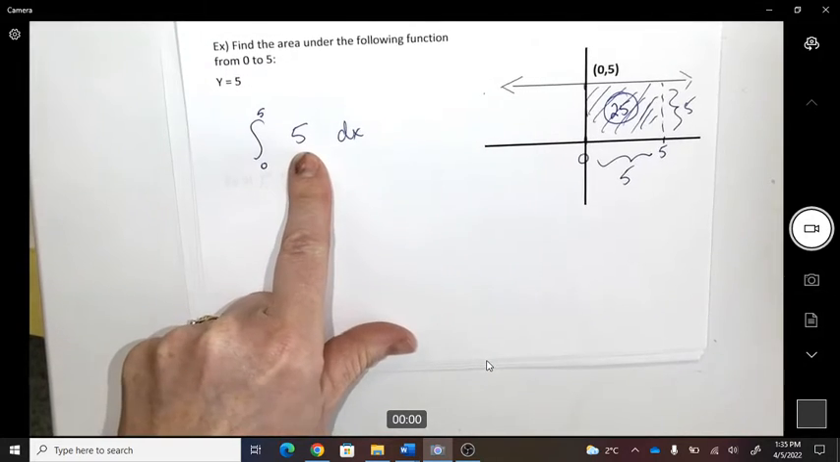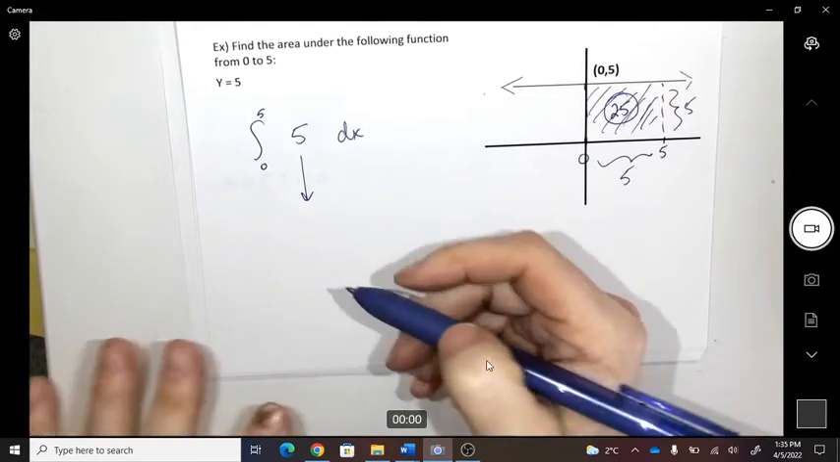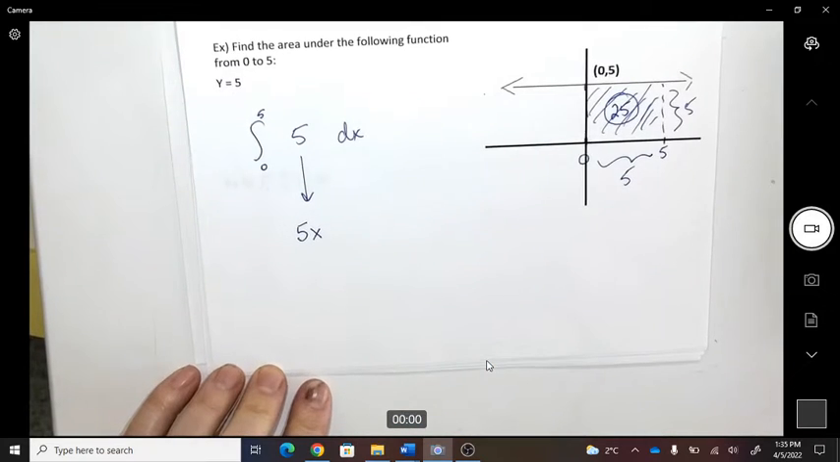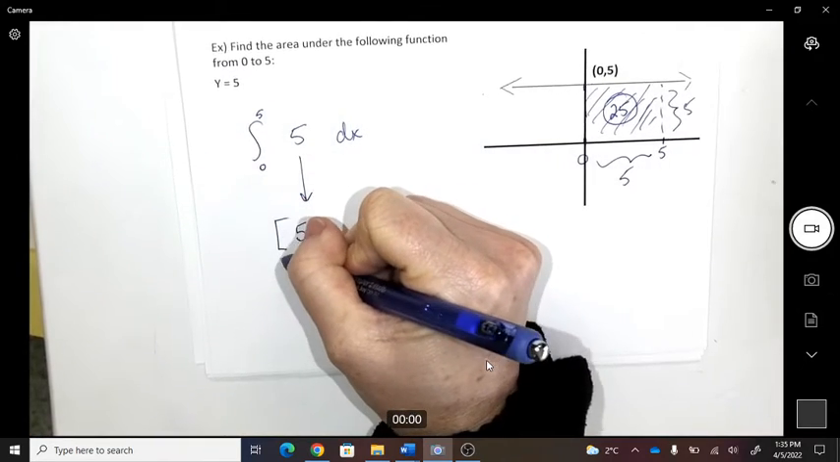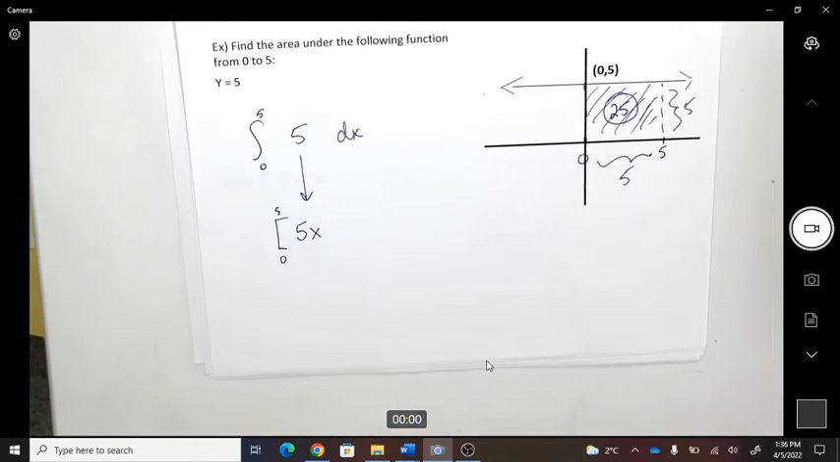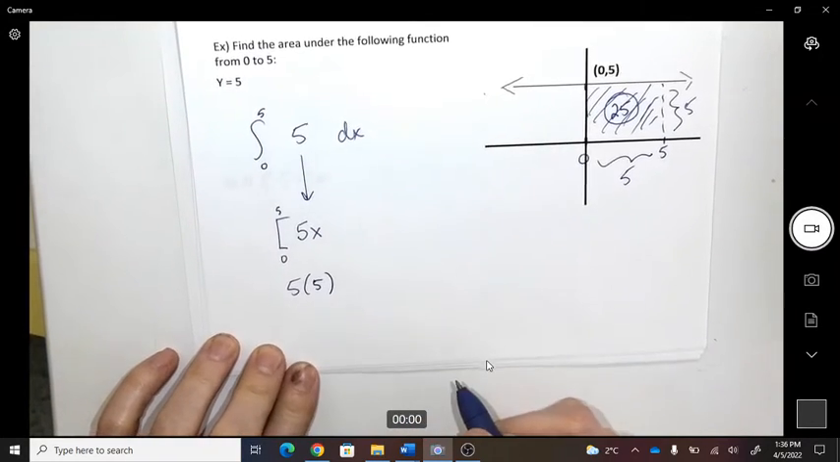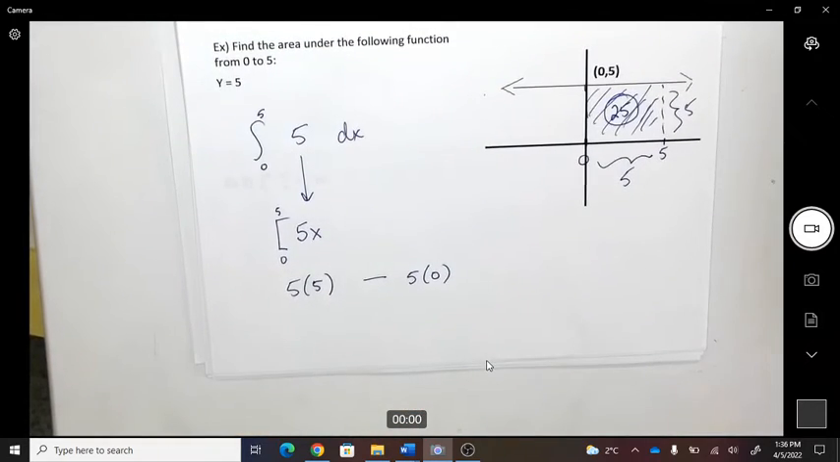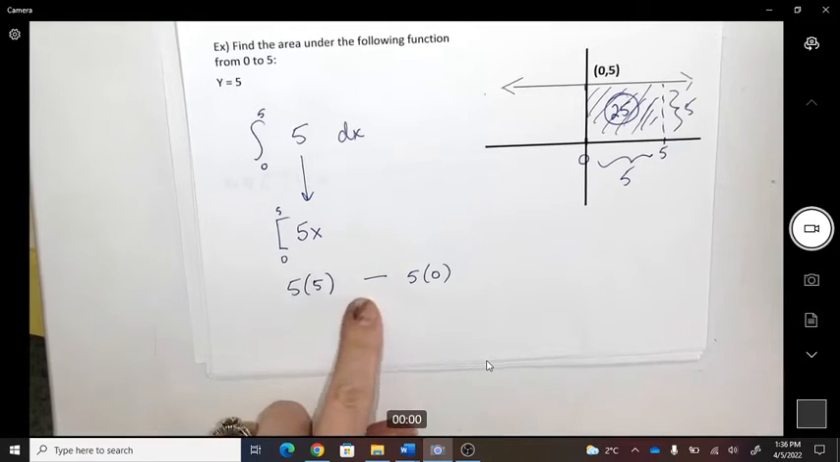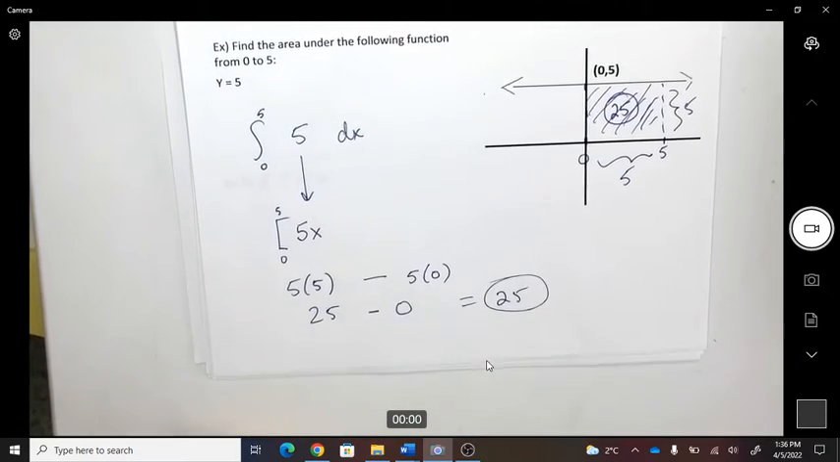Okay, so can you anti-derive this? What did the original look like? Did you pick 5x? Okay, because when you derive that, then it would just be 5. From 0 to 5. Now I'm going to plug in a 5, subtract, plug in a 0. So 5 times 5 is 25, subtract 0, the area should be 25. That's where you get it from.